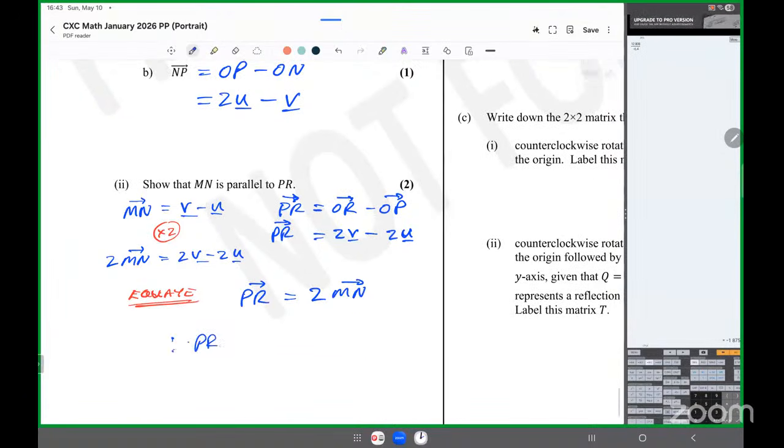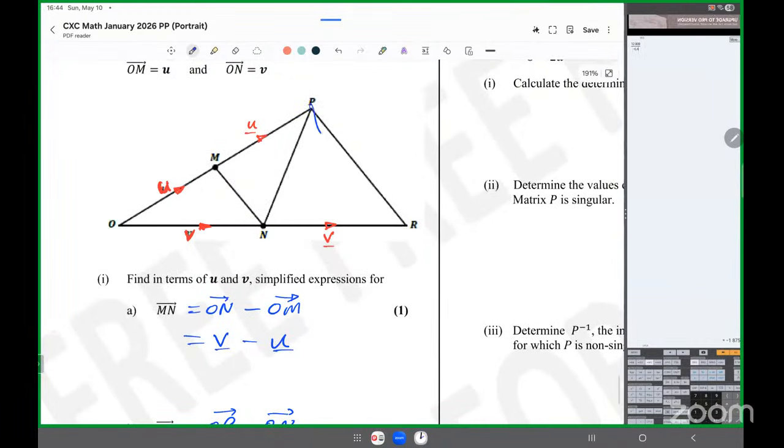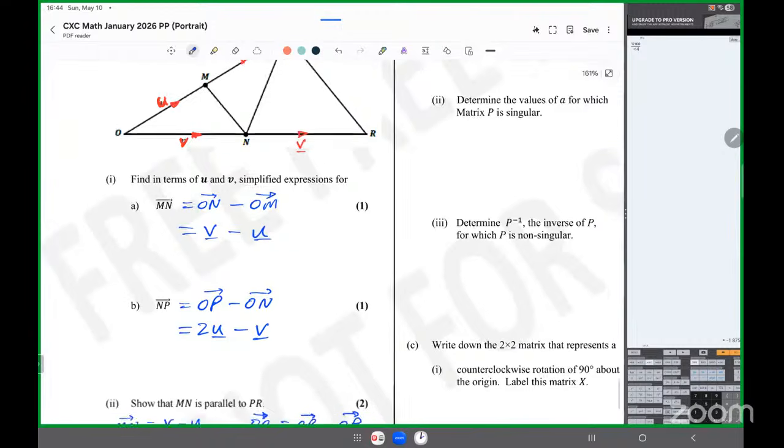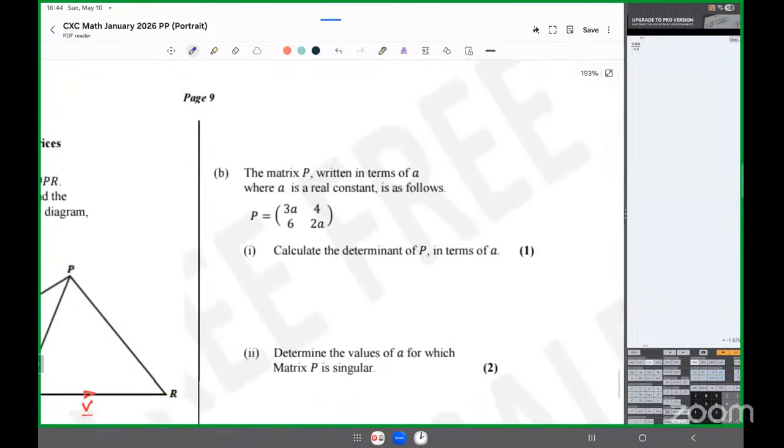Therefore, PR is parallel to MN. The vectors are parallel, so the lines are parallel. PR, that's this line over here, parallel with this line over here. Those two lines are parallel. You can see it on the diagram as well. Question done.